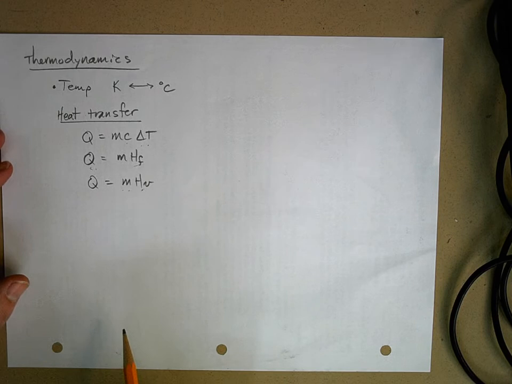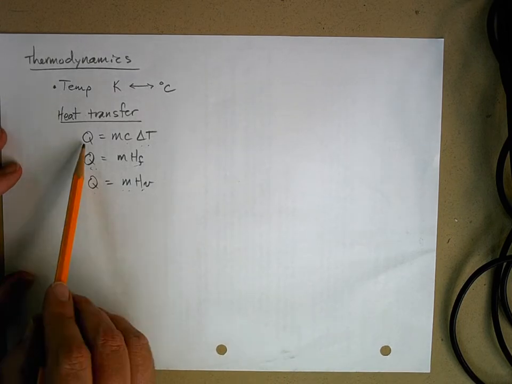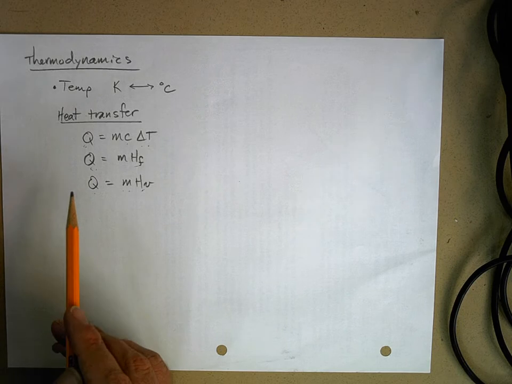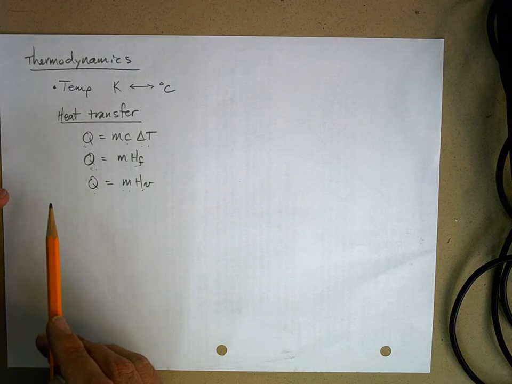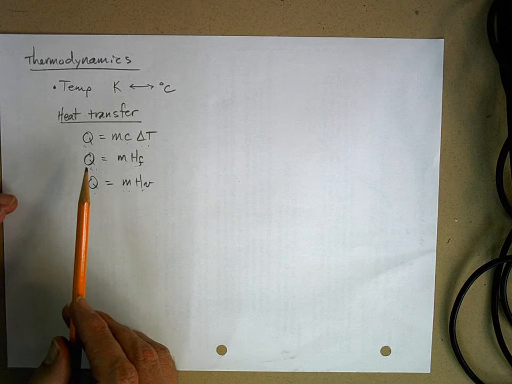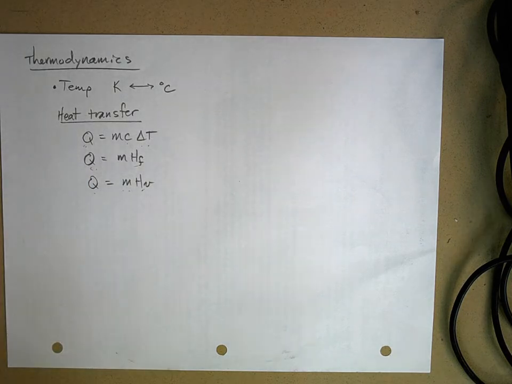releases heat. So heat can be absorbed, or it can be released. If you're absorbing heat, that's heat into your stuff. That's positive heat. If you cool it off, or if you freeze it, or if you condense it, then it's giving off heat, and that would be negative.